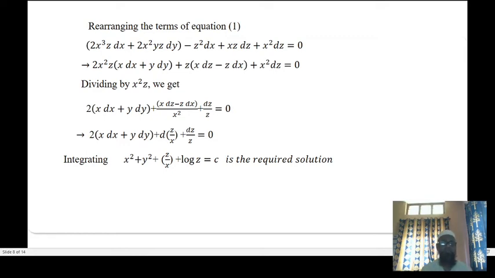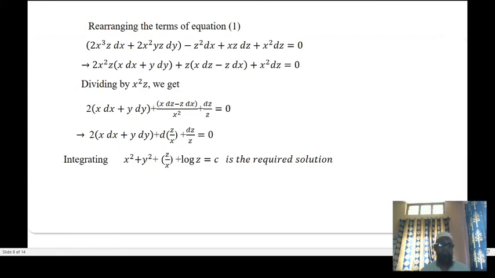In the next two terms, z is common. So z(x dz minus z dx) plus x square dz equals 0. Dividing by x square z, we get 2x dx plus y dy plus (x dz minus z dx) divided by x square plus dz by z equal to 0, which is exact, easily integrable.